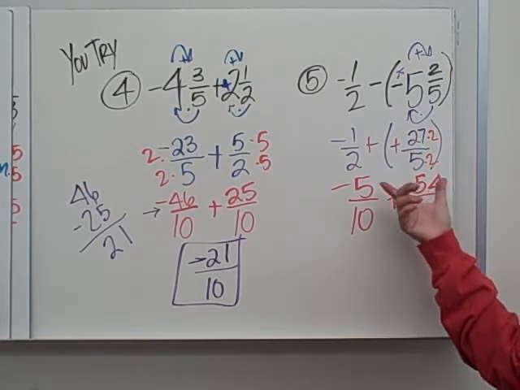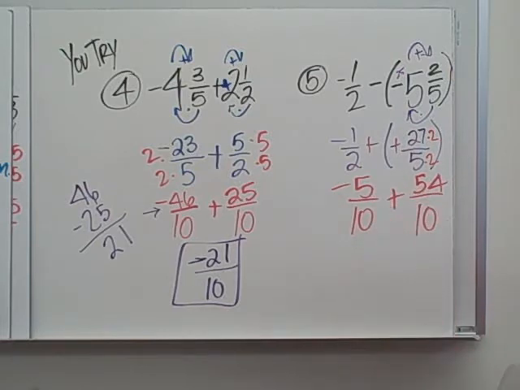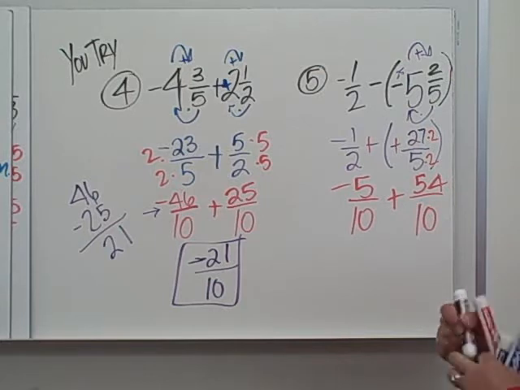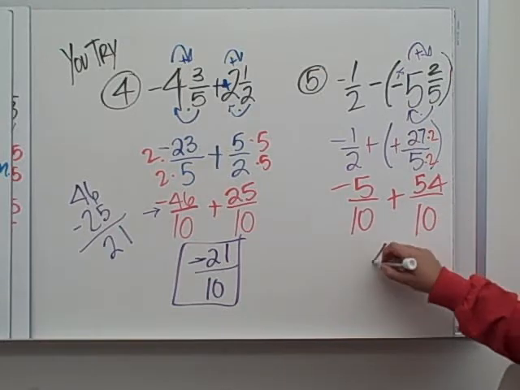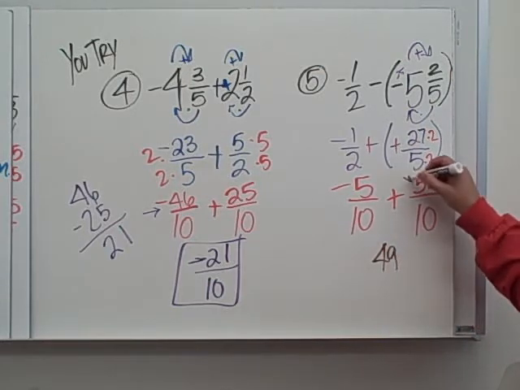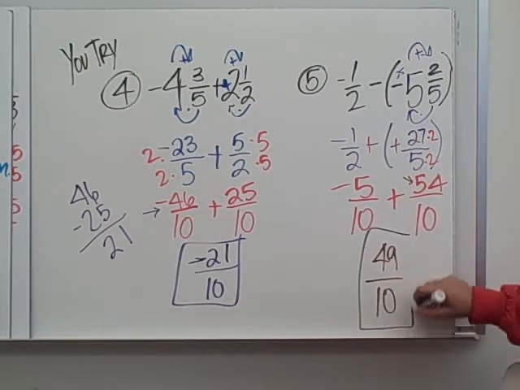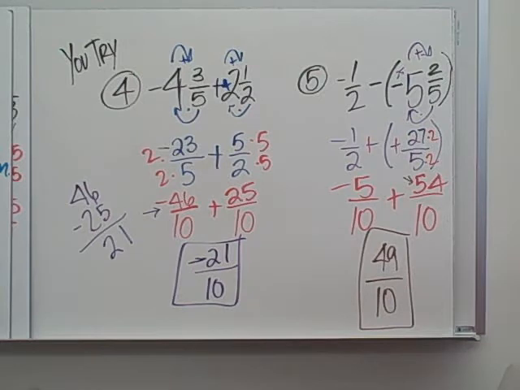I have different signs, so that means I would subtract. 54 minus 5 is 49. And this one's bigger, so it would be positive, so 49 over 10. 49 over 10. I hope you got those right.